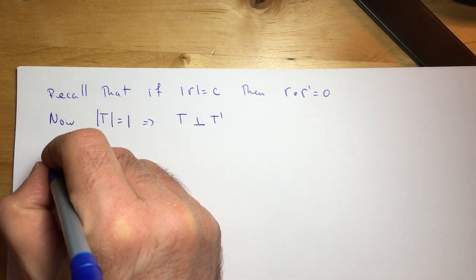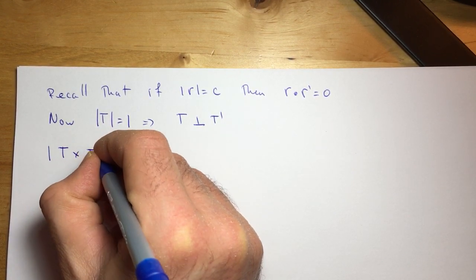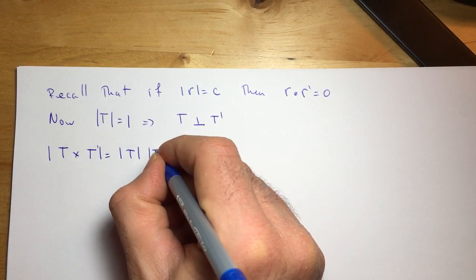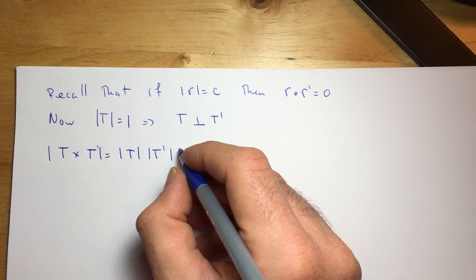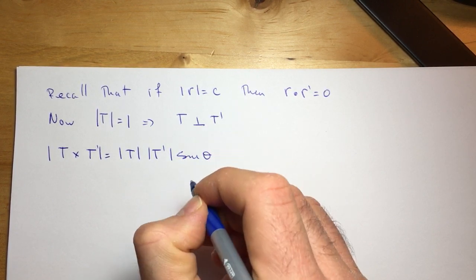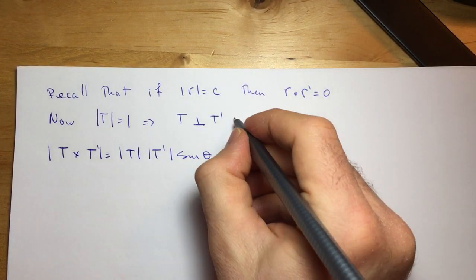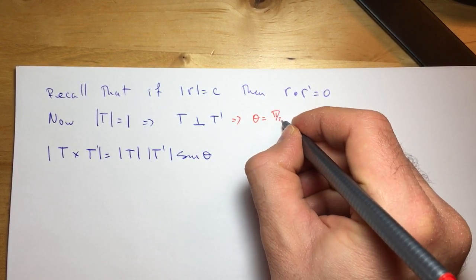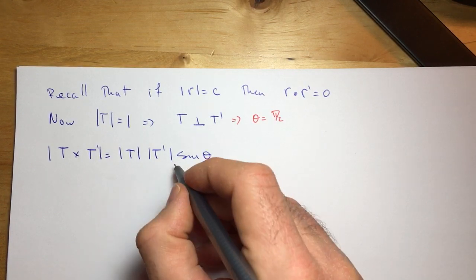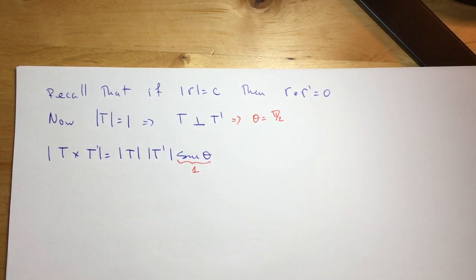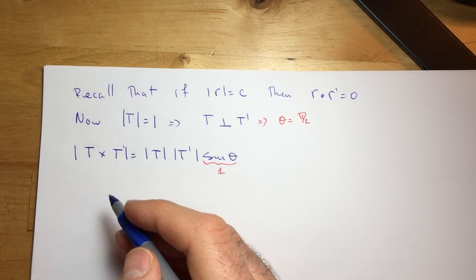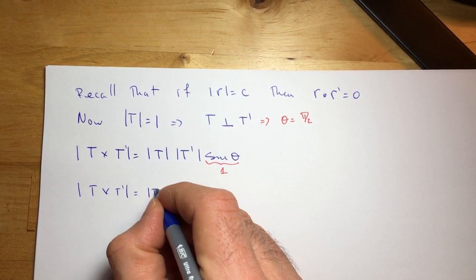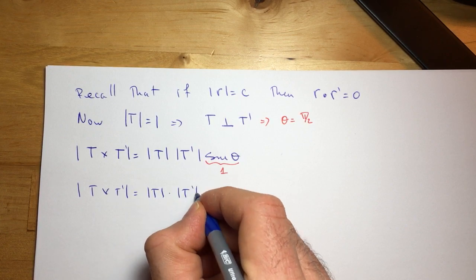Now also remember the definition of the cross product: the magnitude of T times the magnitude of T prime times sine of theta. Because T and T prime are orthogonal, the angle between them is pi over 2, which makes the sine just 1, so the magnitude of T cross T prime is equal to the magnitude of T times the magnitude of T prime.